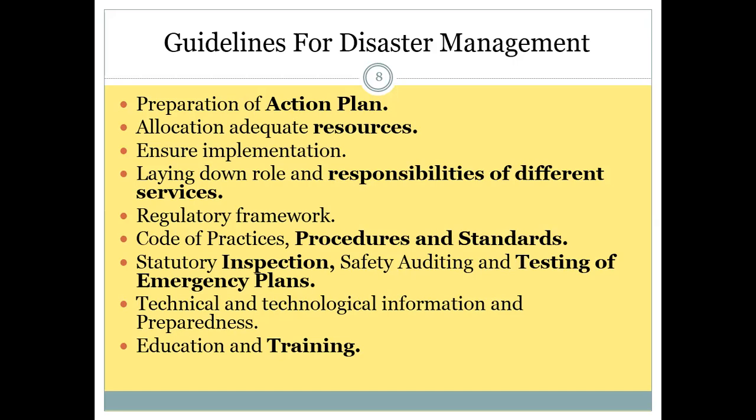Implementation and surety is the priority. Responsibilities of different services: they should categorize the responsibilities to different people, different departments, different organizations. As mentioned, a regulatory framework should be there. Code practices must also be present, like procedures and standards that should be followed. Inspection, safety, auditing, and testing of the emergency plans should also be in the pipeline.